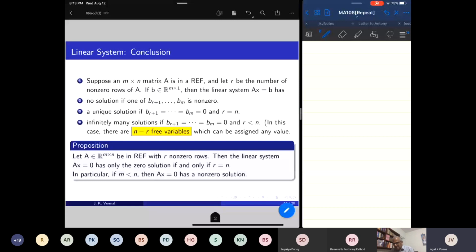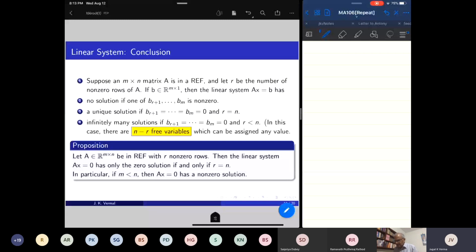So this is the proposition: take a matrix in row echelon form with r non-zero rows. Then the linear system Ax equal to 0 has only the zero solution if and only if r equal to n. Ax equal to 0 has a solution because the consistency condition is satisfied, all the b_i's are 0. But there could be non-zero solutions.